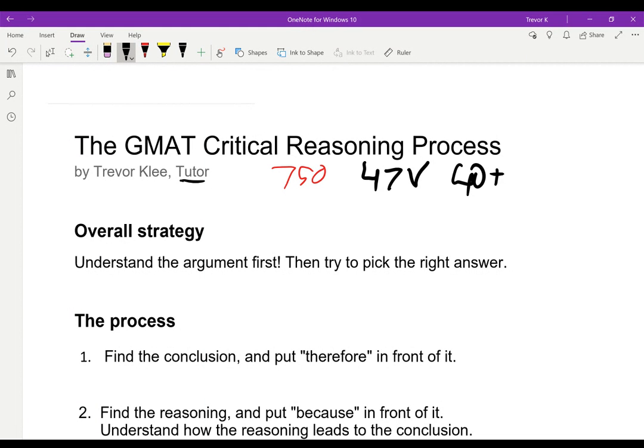In previous videos, I've discussed my sentence correction process. This is for critical reasoning. Before I start, I want to talk more about my philosophy.